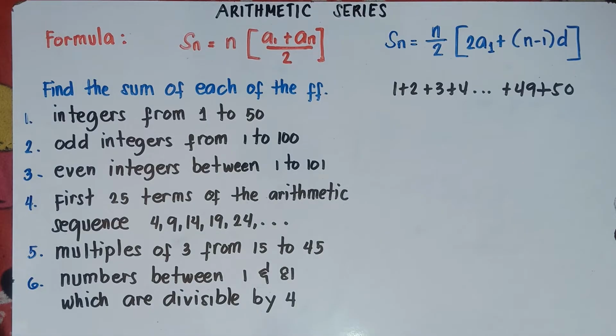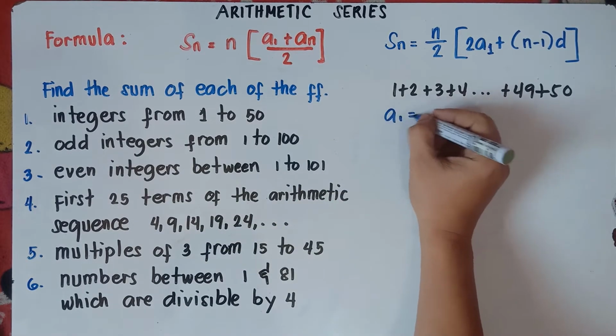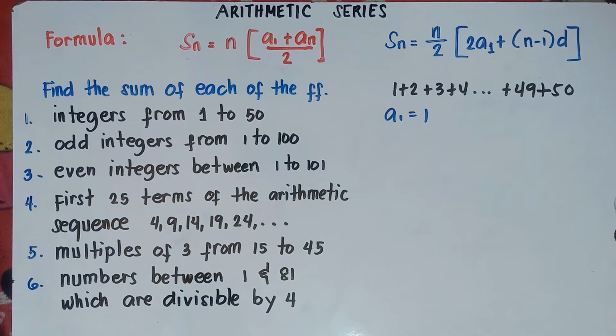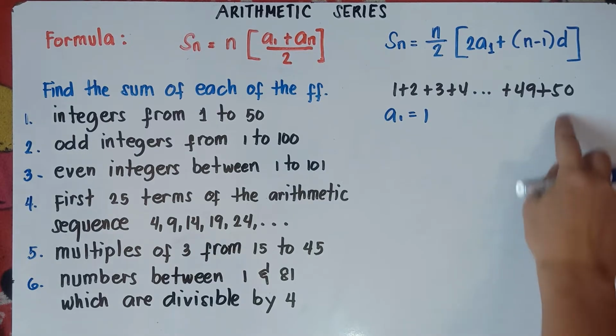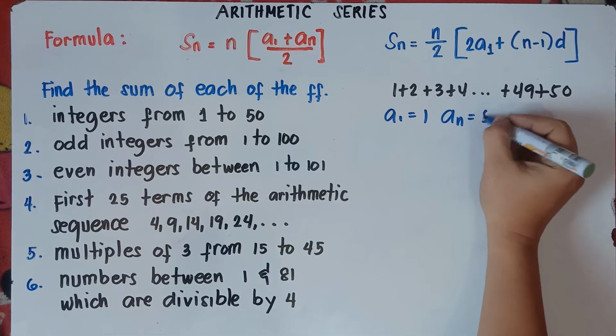Check, do we have the first term? Yep, we have the first term, which is 1. So our a sub 1 is 1. Do we have the last term? Yep, we do have the last term. What will be the last term, class? That's correct, that is 50. We have the last term, so our a sub n is 50.